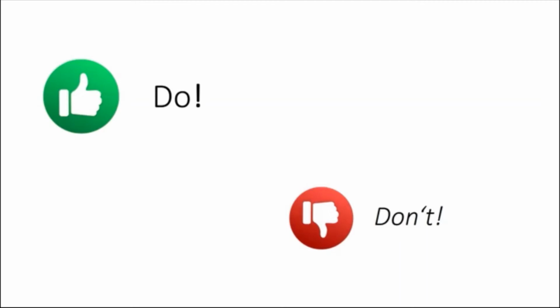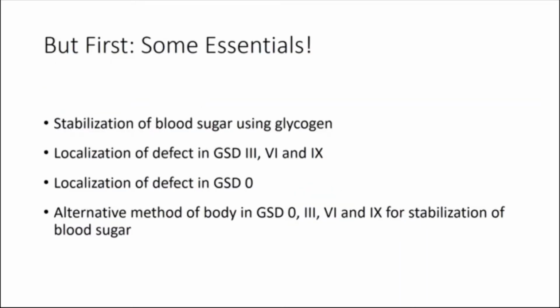For the do's, I have used a green thumb up; for things you better avoid, the red thumb down. But before we start, I have to take you through some basics that will enable you to understand why I came to these ideas. First, how does the body stabilize your blood sugar by using glycogen? And what is happening in GSD 3, 6, and 9? And once again, what is happening in GSD 0, because that's a little bit different from 3, 6, and 9. And then what can the body do in these four types of GSD to get blood sugar up again, even if it can't use the glycogen?